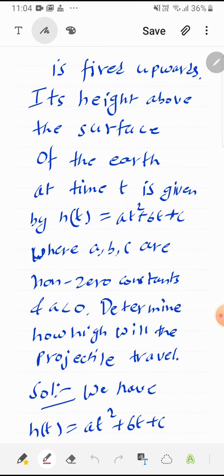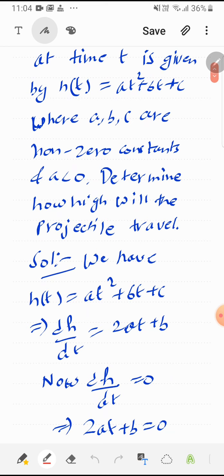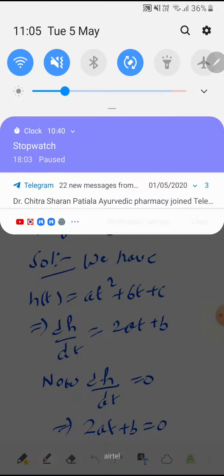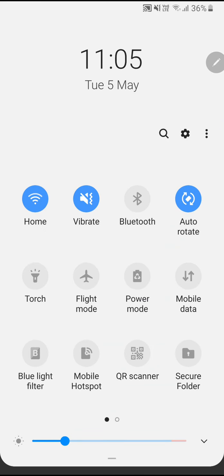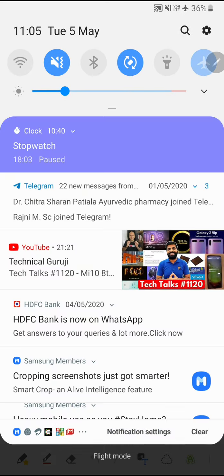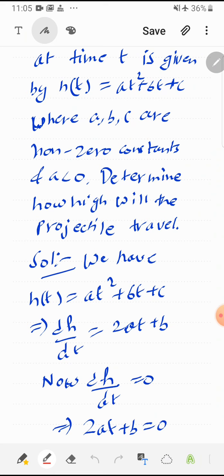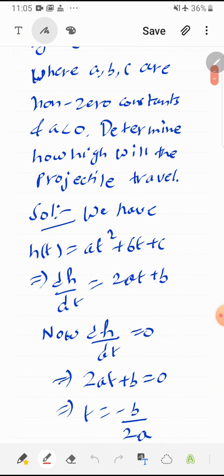Now when I say how high will the projectile travel, that means we have to determine the maximum height. So the question is simple. The function is given to us, h(t) = at² + bt + c. So here we have to differentiate it. dh/dt = 2at + b.